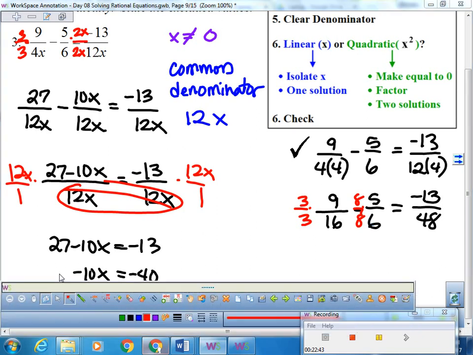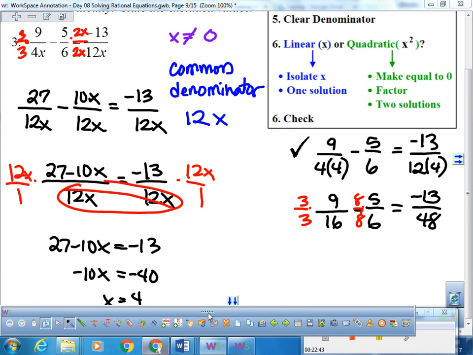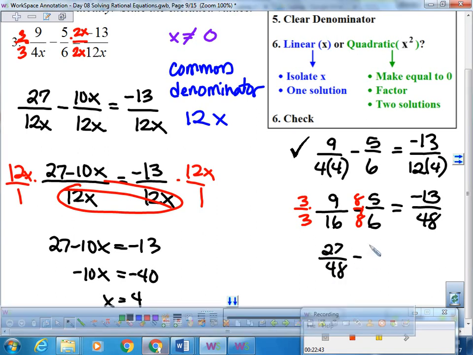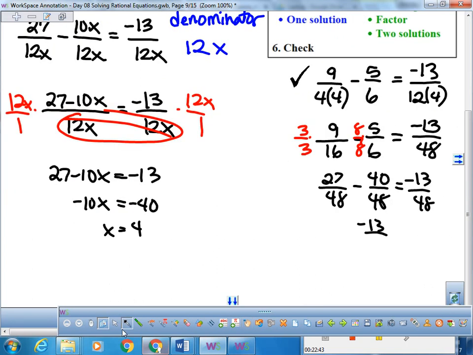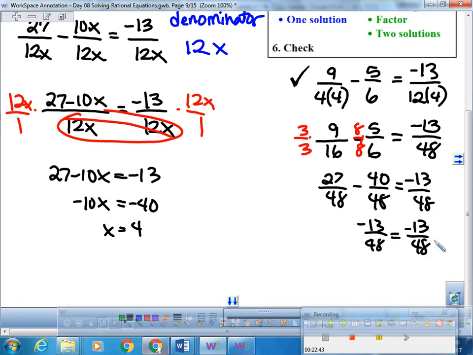Therefore, you could do this with a calculator too, right? And not have to do all this math. So I have 9 times 3 is 27 over 48 minus 40 over 48 equals negative 13 over 48. And if you do 27 minus 40, you get negative 13. And like I said, I would do that with a calculator just to check and see if I was right. At this point, you could have put in a calculator 9/16 minus 5/6 equals, and you're going to get the same decimal. Okay?